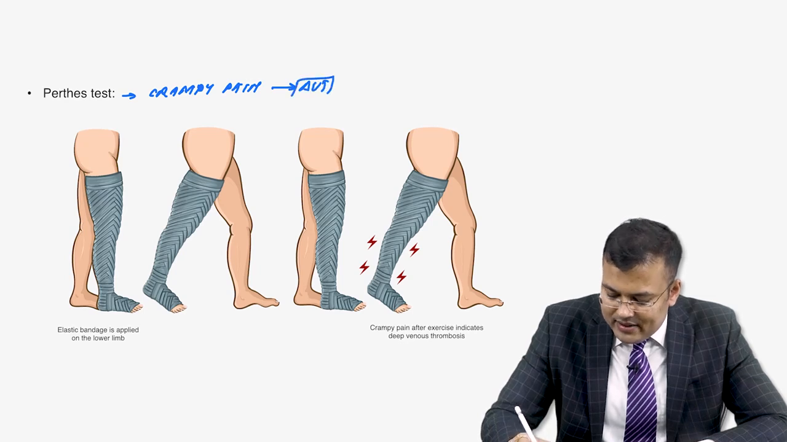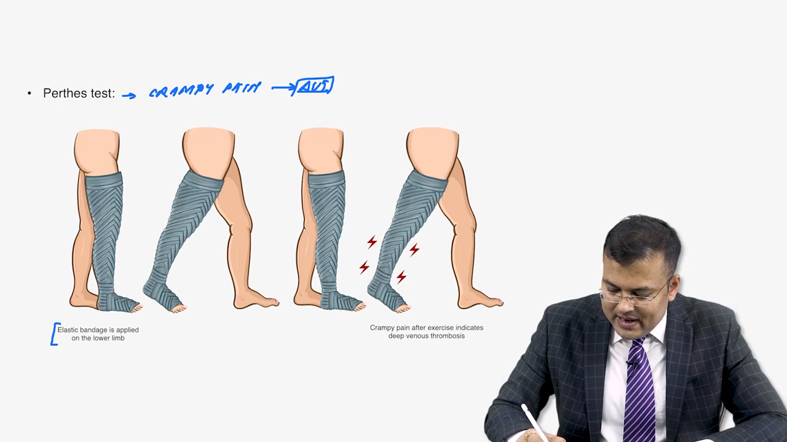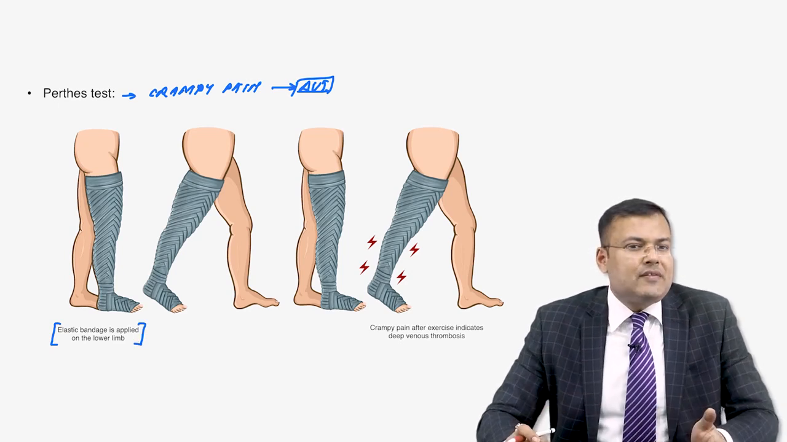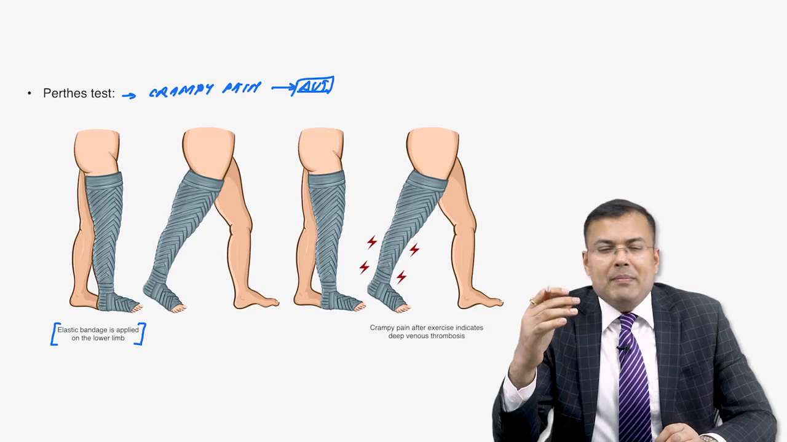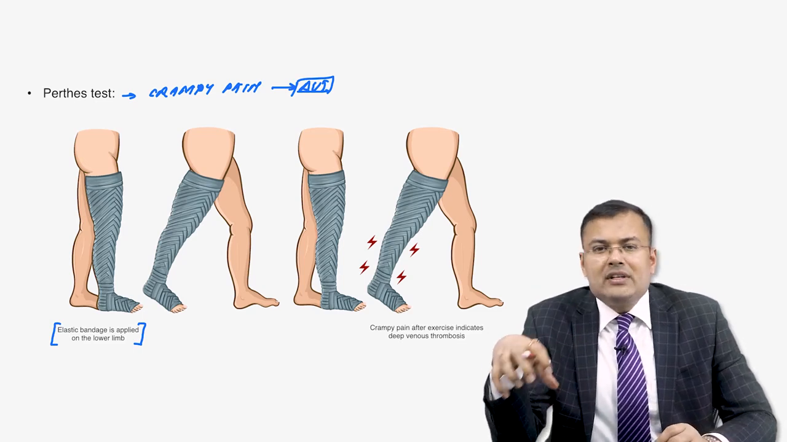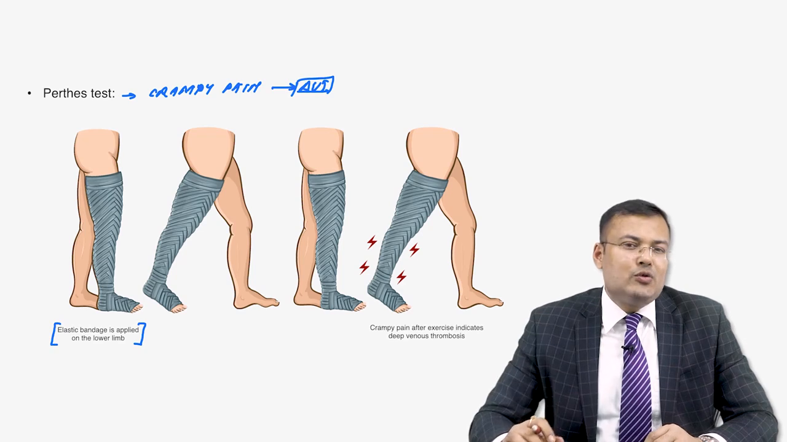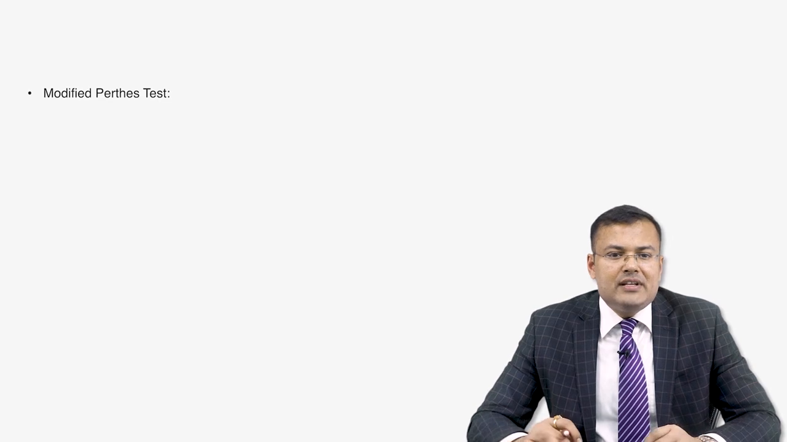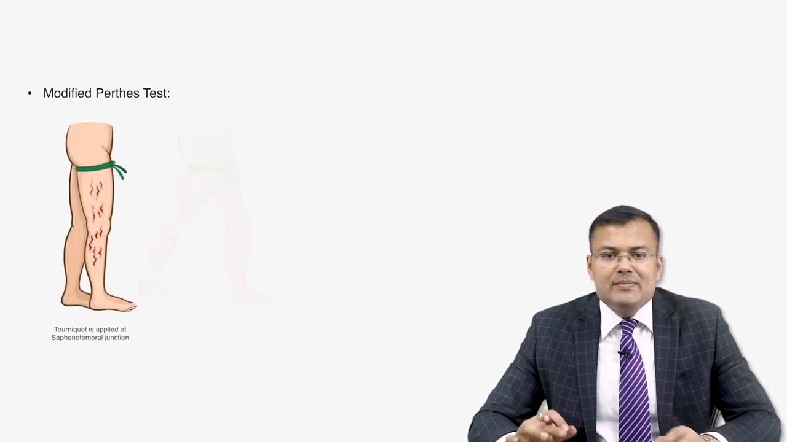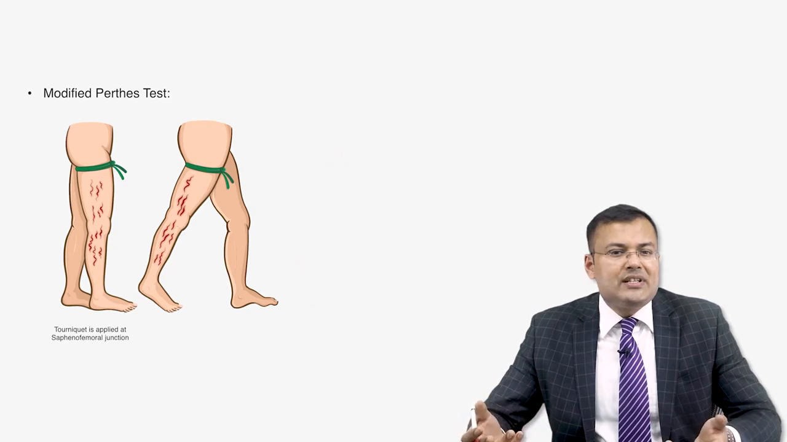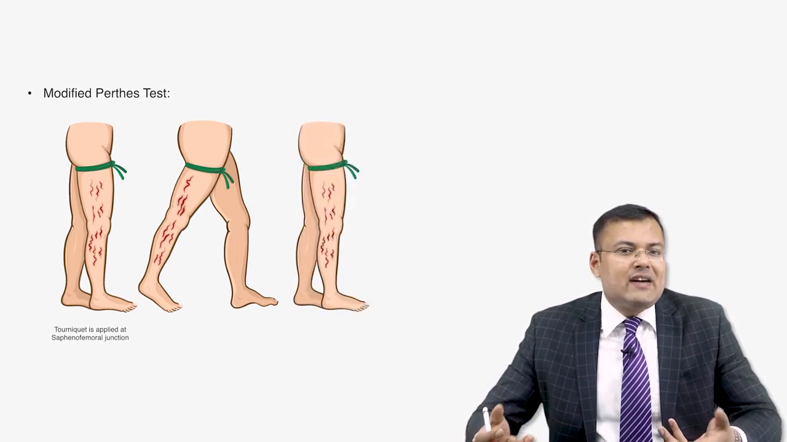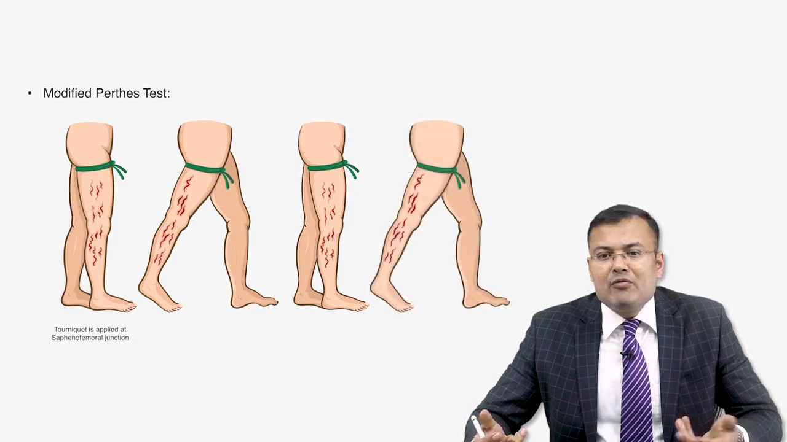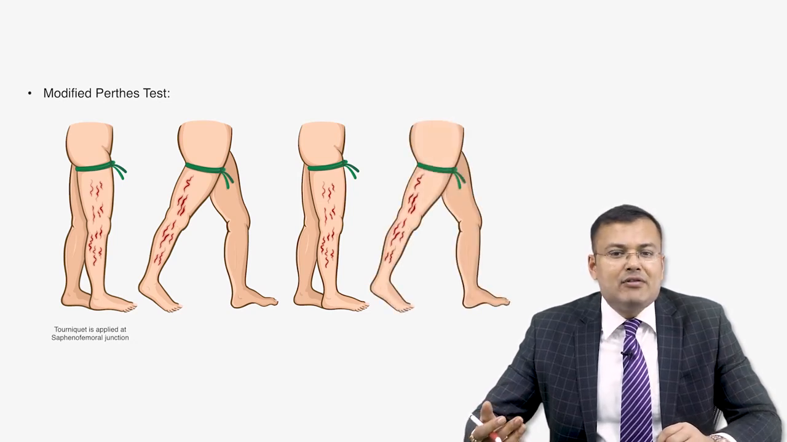What we have applied here is an elastic bandage in the lower limb. At the place of the elastic bandage, if you apply a tourniquet and then do the test in the same manner, this is known as modified Perthes. Again, it is for DVT. In this case, you can notice that a tourniquet is being applied, and the patient is allowed to do work or exercise. After that, if again the patient is having crampy pain, it is suggestive of DVT.